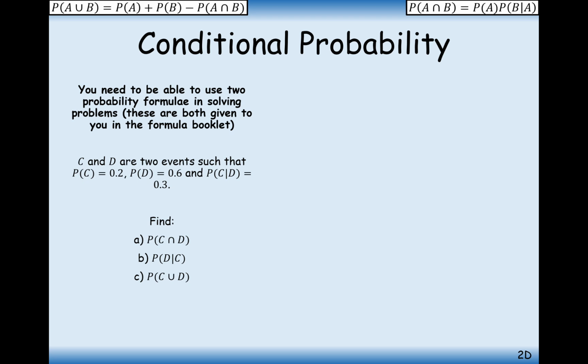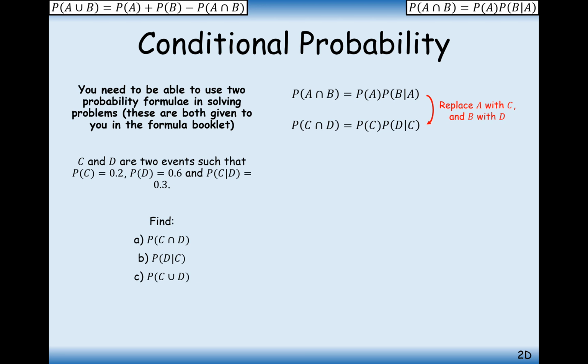Let's get stuck into the first one, the probability of C and D happening. What we're looking for here is to use the second formula that we've just created: the probability of A and B is equal to the probability of A times the probability of B given A is true. We have a formula with A's and B's in it. We'd like C's and D's, so let's start by replacing A with C and B with D.